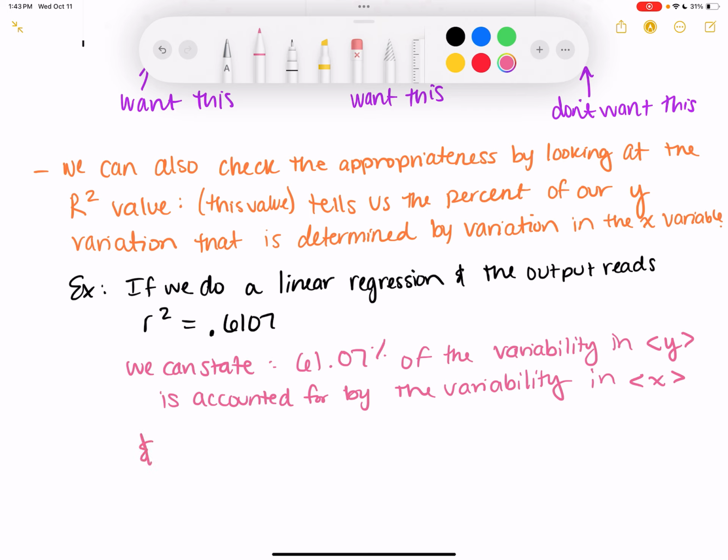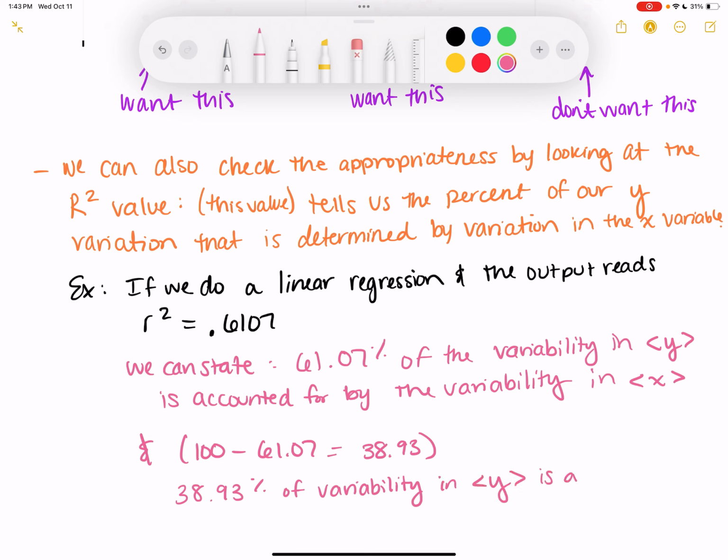Or we could say that 100 minus 61.07 is equal to 38.93. So 38.93% of the variability in y is a result of other factors not in x.